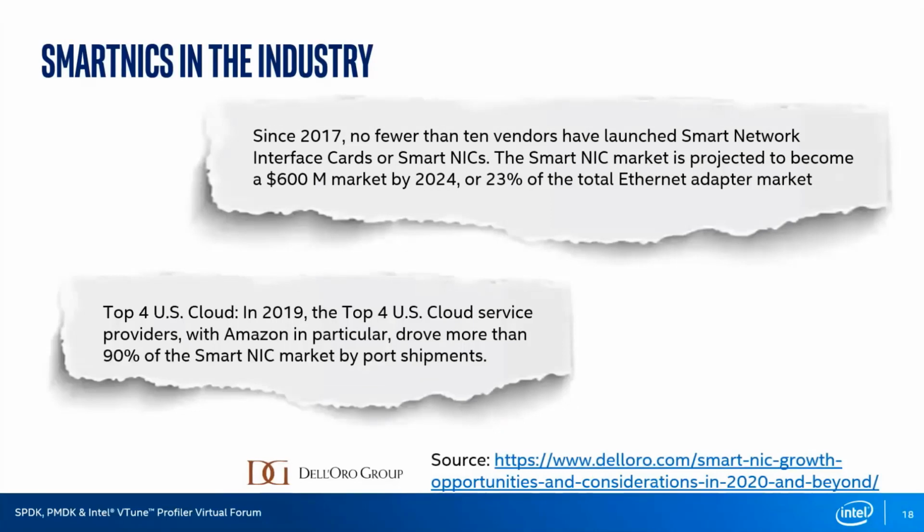And when you zoom in on the data a little bit and find out where these things are being used, you'll see it in the top 4 U.S. cloud service providers. Amazon in particular, because they're fairly public about their use of this. Just the top 4 cloud providers account for 90% of the SmartNIC market to date. So these things are finding homes in cloud storage all over the place, and we just continue to expect to see that grow over time.